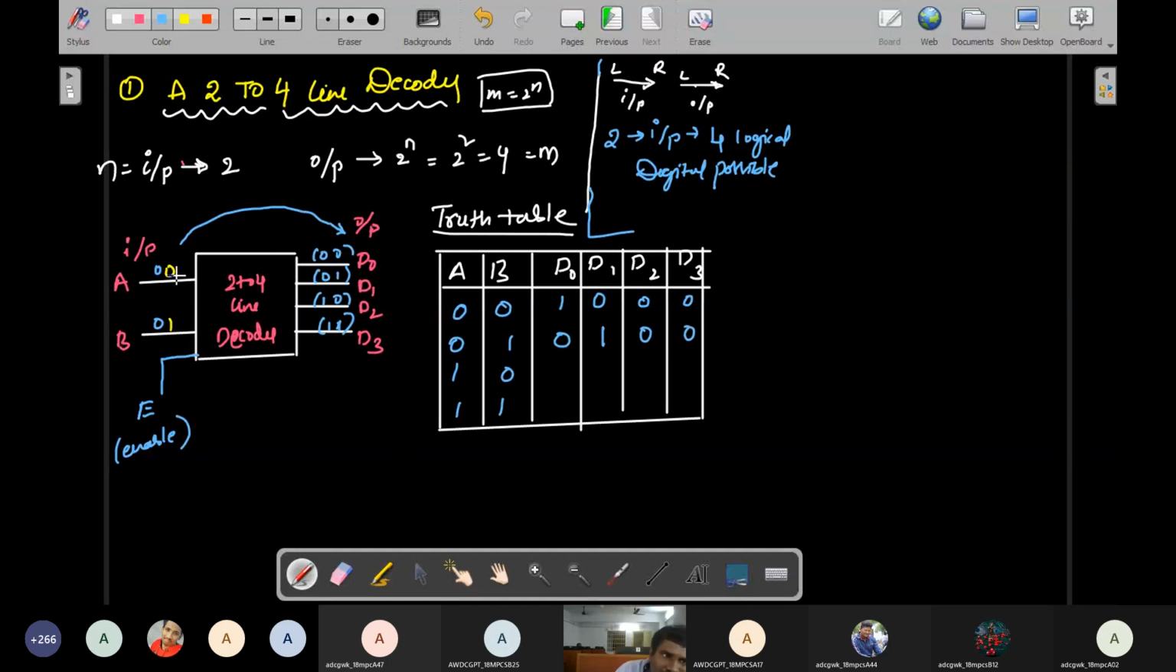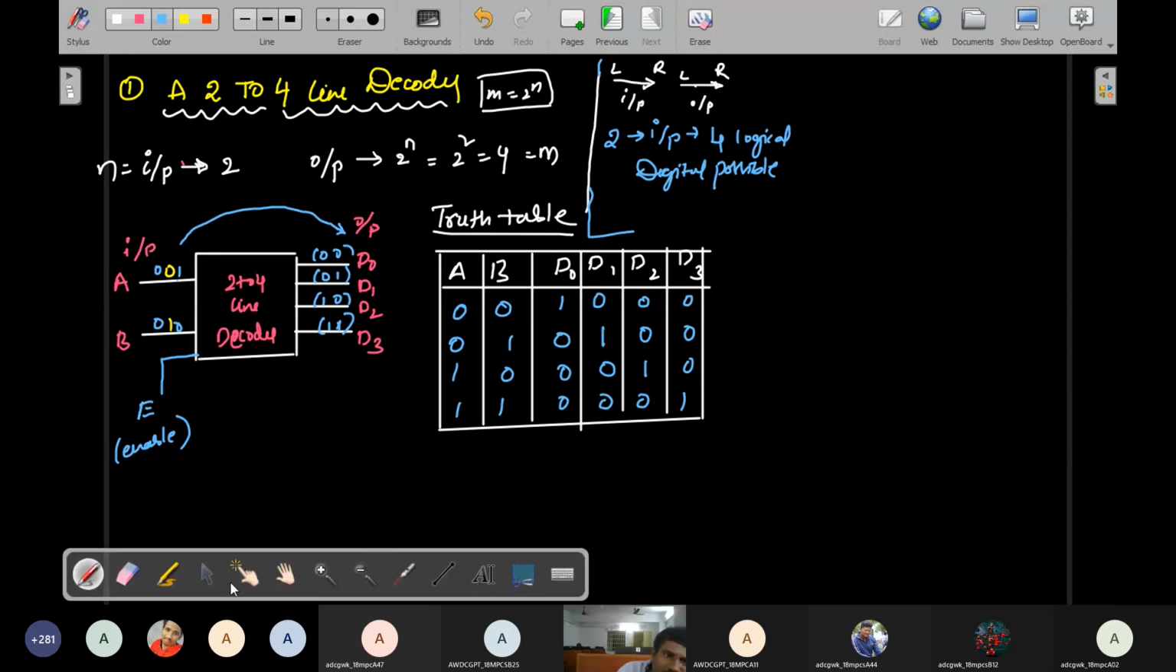If you consider 1 0, what is the state of 1 0? The 1 0 is the D2 state. So your input is decoded at the D2 terminal, and the remaining are all in off condition. Therefore 0 0 1 0. Similarly, the last state 1 1 selects this output, meaning the input data is directly transferred to the output. The input data is decoded at the D3 terminal, remaining all are low. So 0 0 0 1. So this is your truth table.